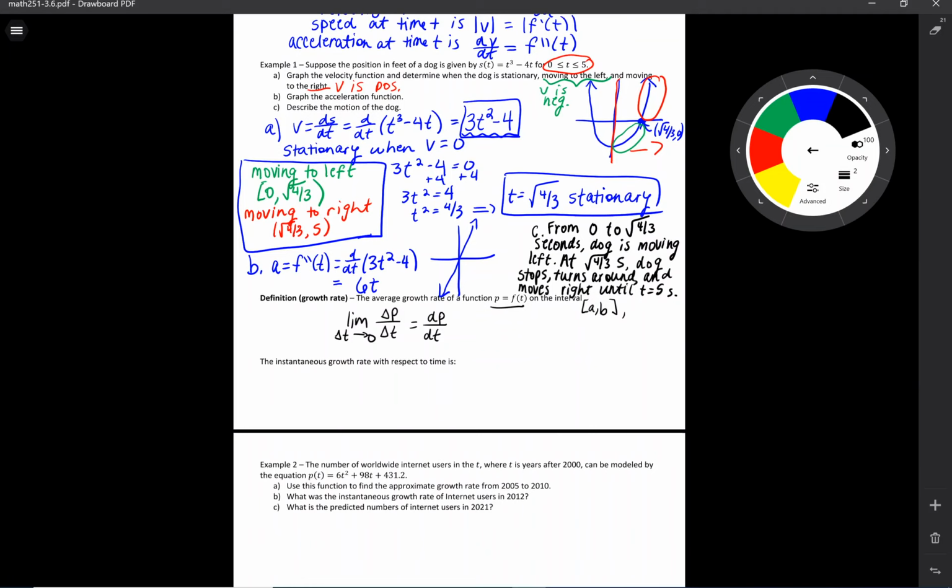The instantaneous growth rate with respect to time is, we just plug in t into this guy right here. So it's dp/dt at t equals the time we're interested in. So this guy should be a function. If I care about the instantaneous growth rate, I simply plug in a particular time into that function.